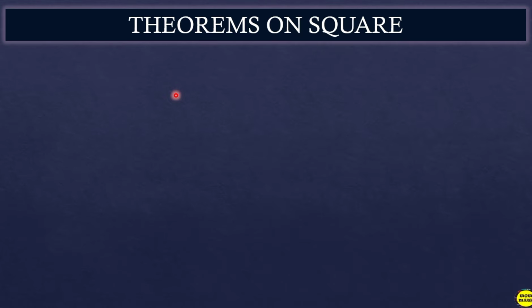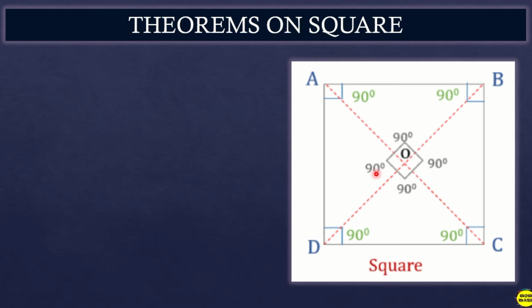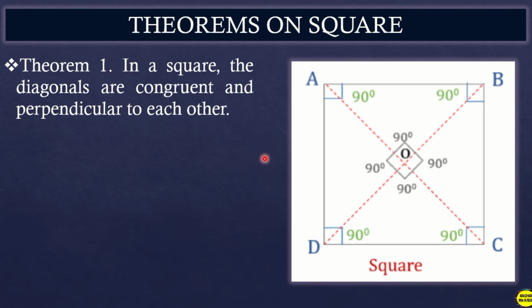Okay, theorems on square. First, tingnan natin yung figure natin. In a square, the diagonals are congruent and perpendicular to each other. Tatandaan lang natin yung theorem na yan na ang diagonals ng square are congruent, and then they are perpendicular to each other. So, it forms 90 degrees. Tingnan niyo yung angle na to, that is 90 degrees. Ito rin, 90 degrees. Ito, 90 degrees din. At itong angle nito ay 90 degrees din.